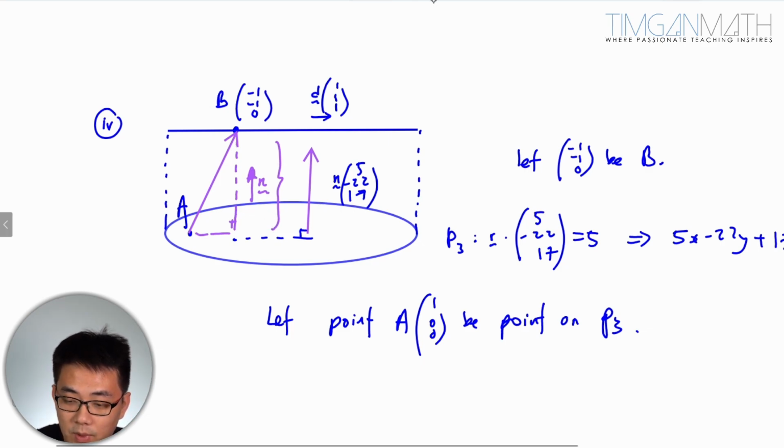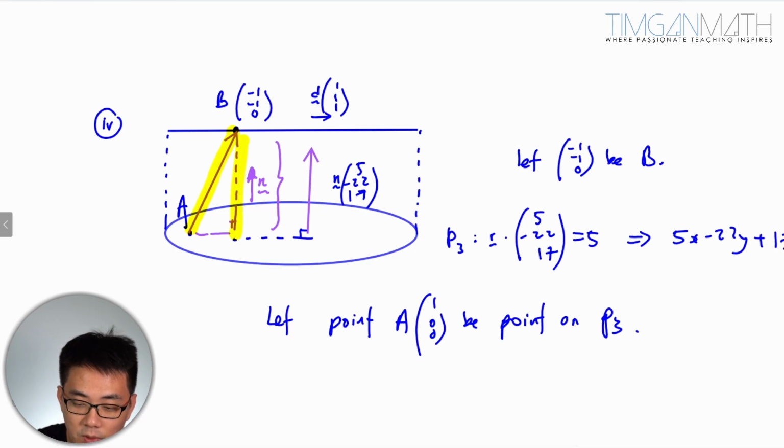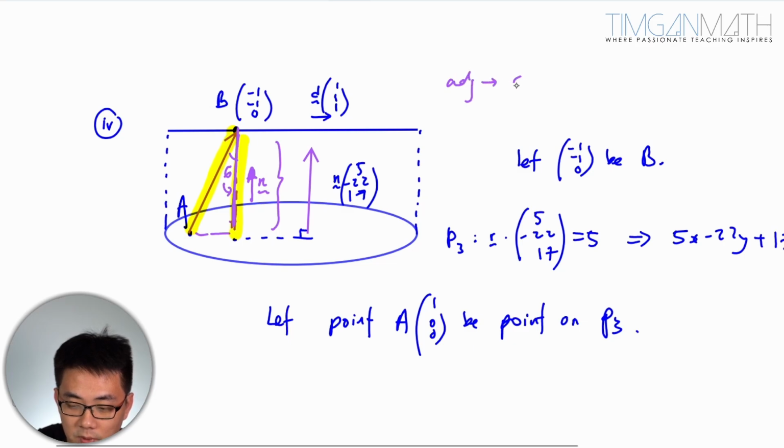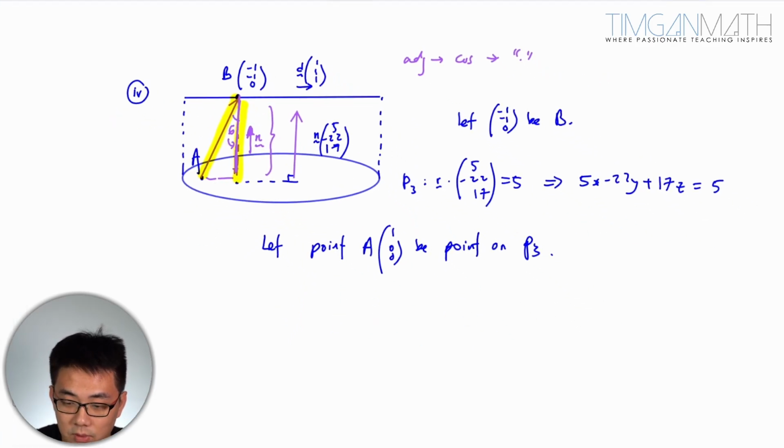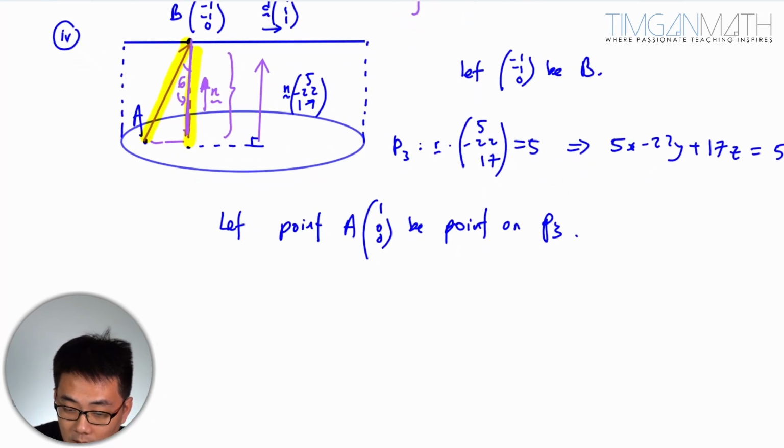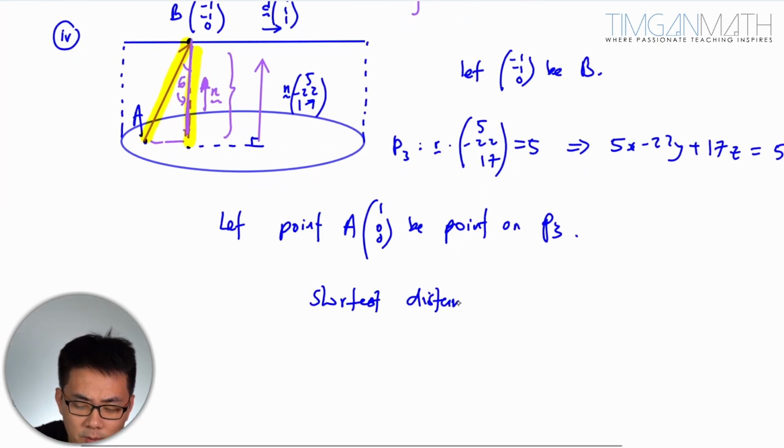Just remember that we have this vector A to B and the normal. The angle sandwiched between them is here. If you want to find this length here, this will be adjacent. Adjacent corresponds to cosine, cosine corresponds to dot. That's usually how I tell students to do it. So for the shortest distance, try not to memorize the formula. Of course you can, but try to understand it.